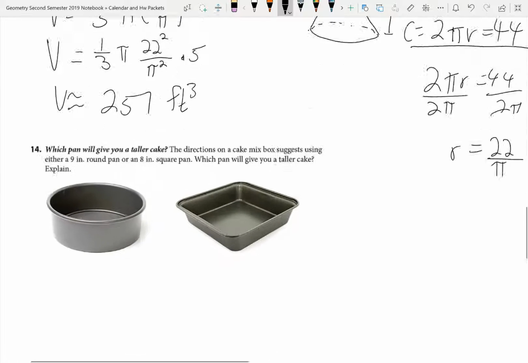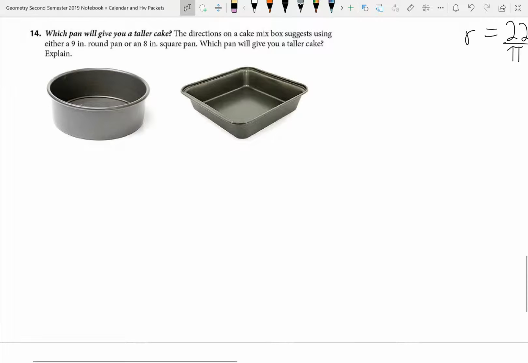Next is number 14. Which pan will give you a taller cake? The directions on a cake mix will suggest using either a 9-inch round pan or an 8-inch square pan. Which pan will give you a taller cake? Explain. To clarify, the 9-inch refers to the diameter. Okay, so the diameter is 9 inches, and the 8 inches refers to each side of the square pan.